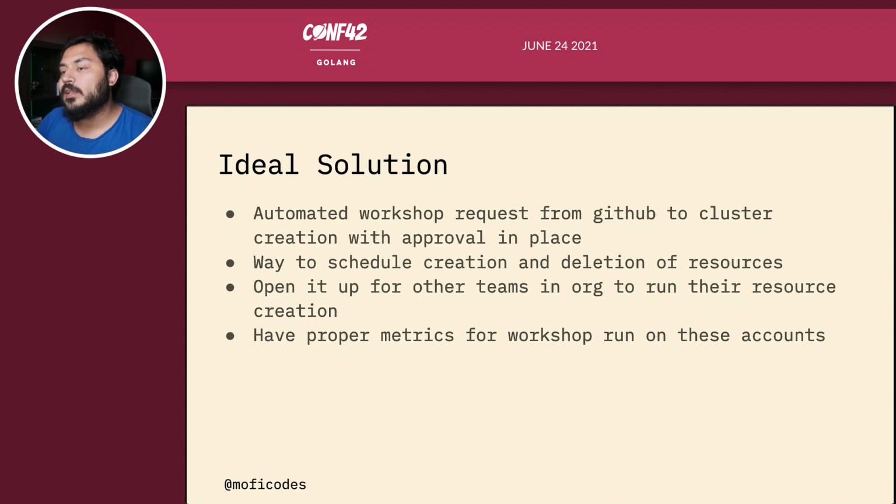And finally, the ideal solution would give us proper metrics for the workshops that we run on this account. We want to know, if we did 10 workshops, what kind of completion rate we saw. This will allow us to see if we can cut down on the amount of resources created by right-sizing the workshop request. If someone is requesting 50 clusters for a workshop and we consistently see they have about 30 people using those clusters, we can probably right-size that to 35 with some buffer for the next request that comes. So, cut down on cost, basically.